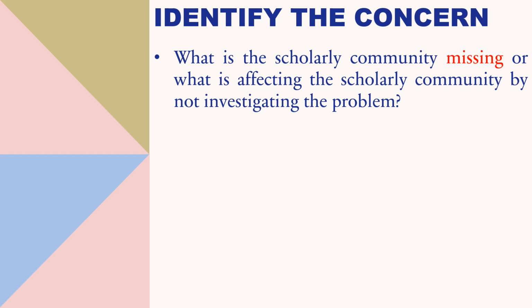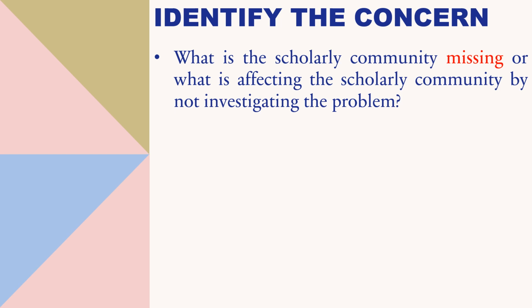So this should be able to be declared somewhere in your research problem statement. Meaning that here you should be able to focus on the aspect of what could be missing, or what the scholarly community will miss when your problem is not investigated, and especially at that particular time, because something may wait and nothing may happen. Even if it's not investigated, there's nothing that we are missing.